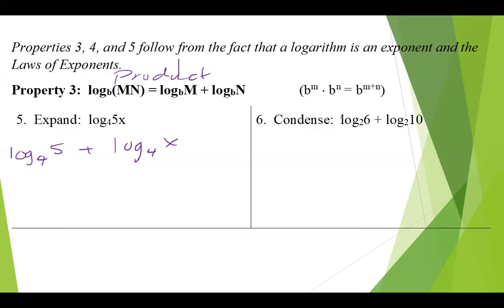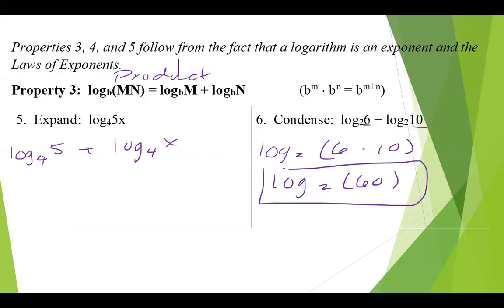Now, to condense. If I see that two logs with the same base are being added together, I can take their arguments and multiply them. So my base is the same. We have log base 2, and we have 6 times 10. So my simplified answer would be log base 2 of 60. That's the product property.